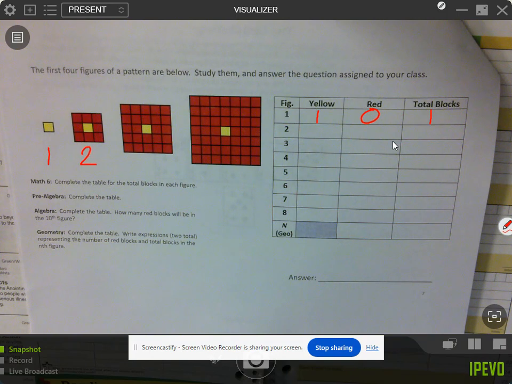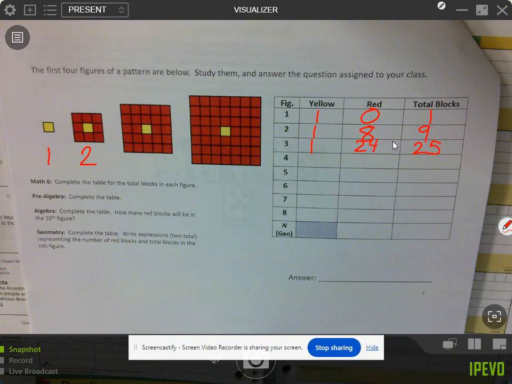Let's look at figure 2. How many yellow? 1. 2. How many red, Jude? So how many total? We'll look at number 3. 1 yellow. How many red? 24. How many total? 25.